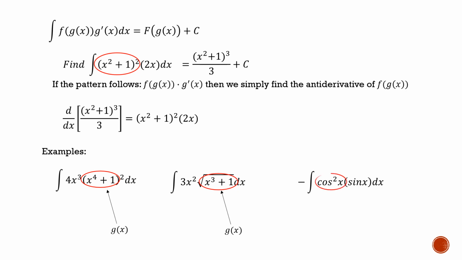And the last example, cos squared x times sine x dx. Now, we know that this is a composite because it's actually (cos x) all squared. And we know that since that is g of x, if I take the derivative of g of x, I get negative sine x, which is exactly what I have there. So once again, the first integration technique, the first thing that's important is to be able to identify patterns. If the pattern fits, then I just simply have to take the antiderivative of the composite function.